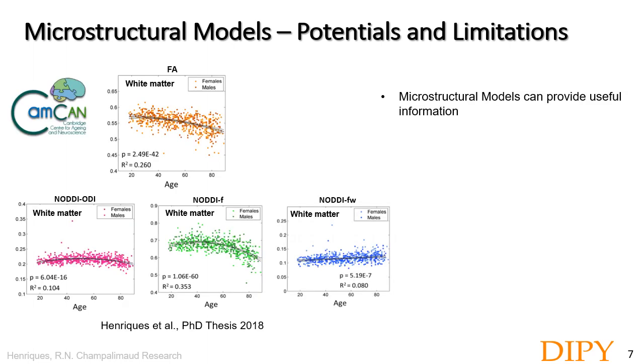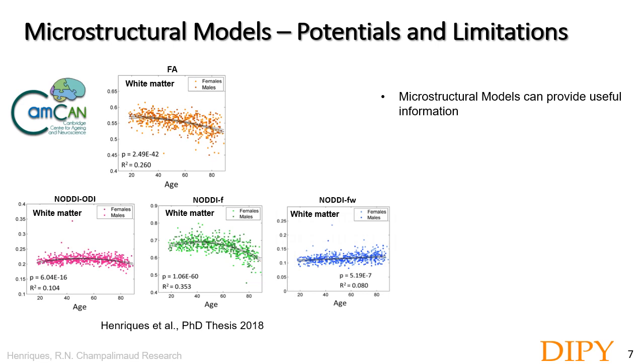Microstructure models can indeed provide very useful information. To illustrate this, I'm showing here the mean FA and mean NODDI parameters obtained from the white matter regions of all 650 subjects of the Cam-CAN project. The NODDI parameters suggest that the initial declines observed in the FA are just an artifact of the orientation dispersion index. Therefore, initial FA declines might not be an effect of degeneration processes. This is also indicated by the early increases of the neurite density index.